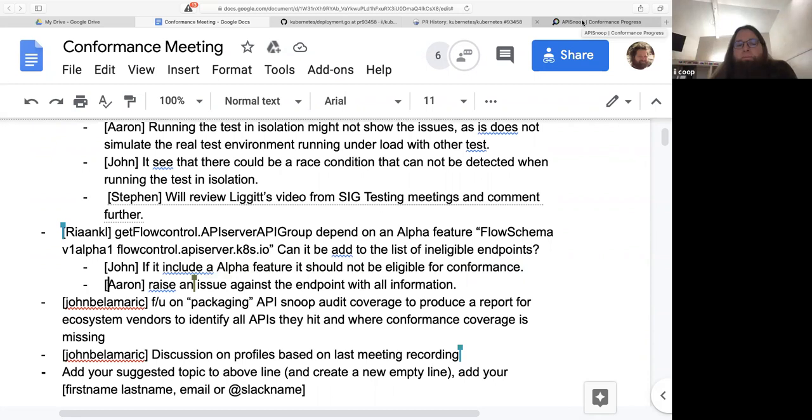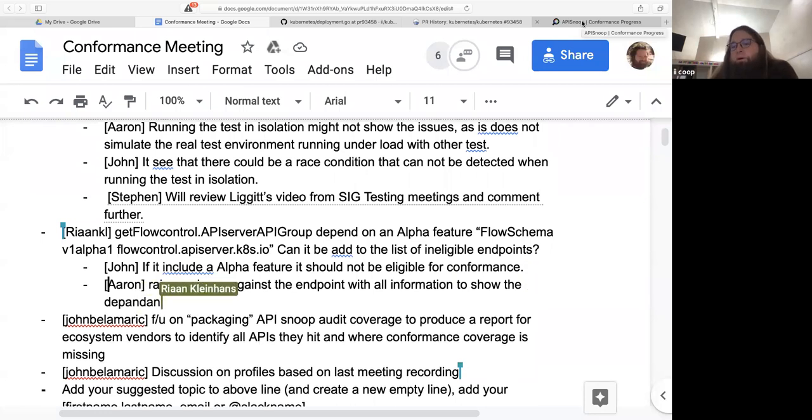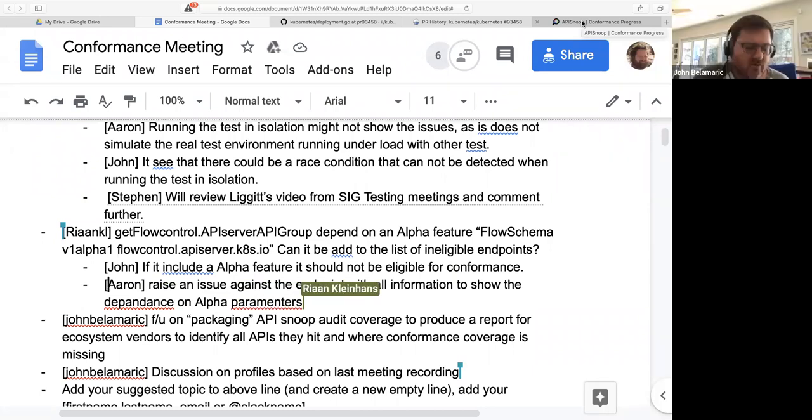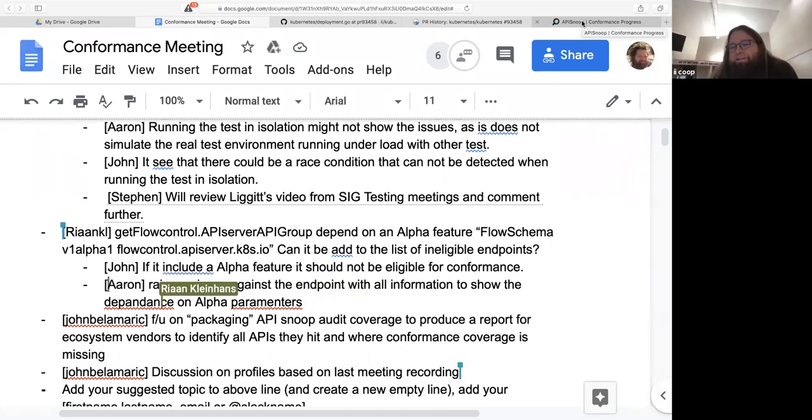We should create a different issue just to do a quick query to see if we can quickly see the dependence of the missing endpoints, to see if they depend on alpha parameters or kinds, like if the API that is in core GA calls kinds that are not in core. So that's the confusion.